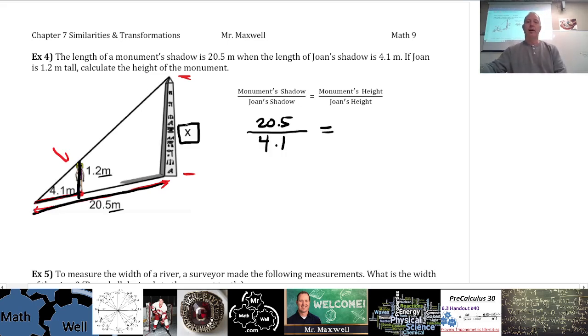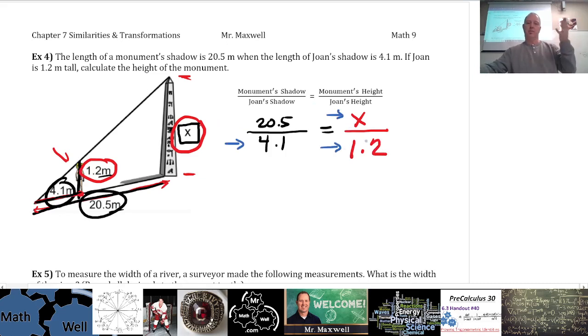Equals, now we've got this pair taken care of. Now let's take a look at this pair, which would be x, the monument's height, over Joan's height. So these are corresponding parts of the similar triangles as well. So 1.2. We've got the monument on top, awesome. We've got Joan on the bottom, awesome. Okay?